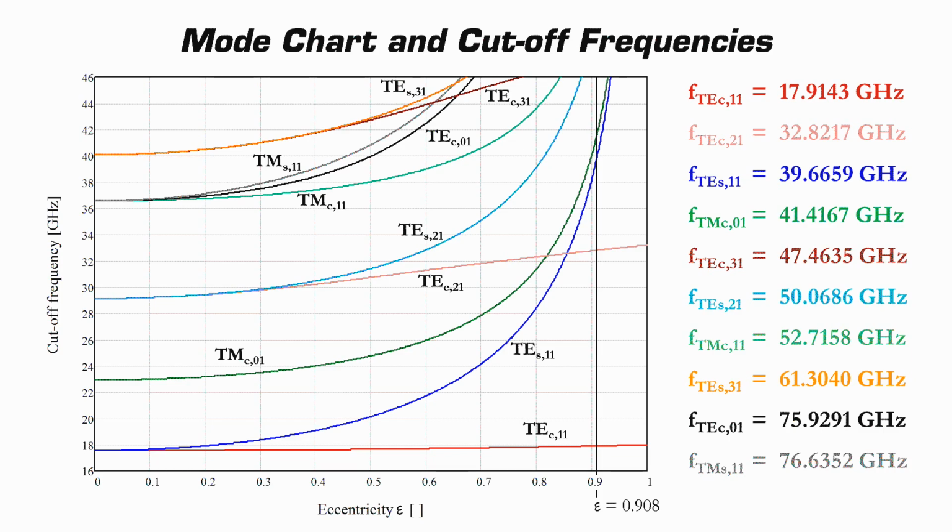Let's have a look at the mode chart with the cutoff frequencies of the first 10 modes. The cutoff frequency of the dominant mode TEC11 is 17.9 GHz, while the cutoff frequency of the second mode TEC21 is 32.8 GHz. This permits operating the elliptical waveguide solely with the dominant mode TEC11 at 28 GHz, with multi-gigahertz bandwidth for radar applications.